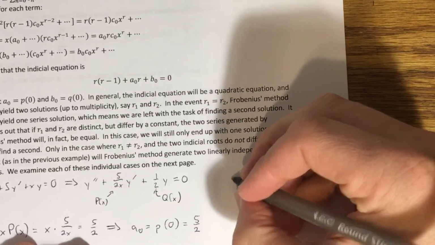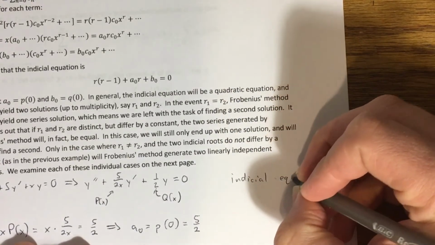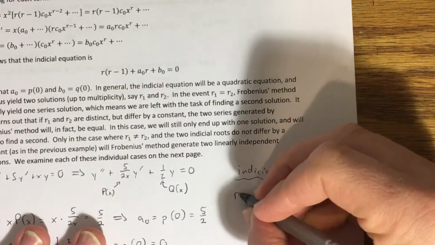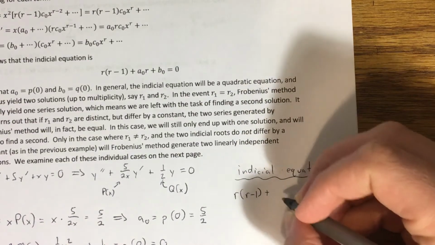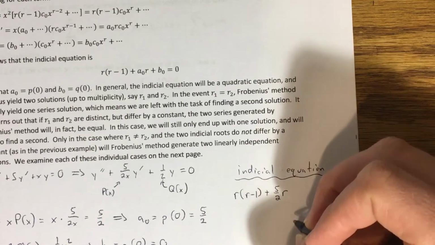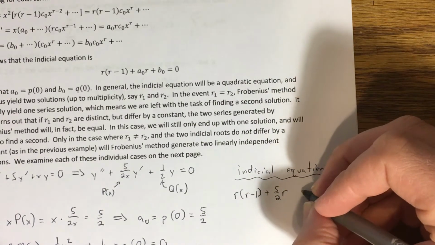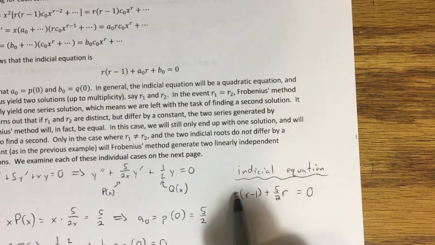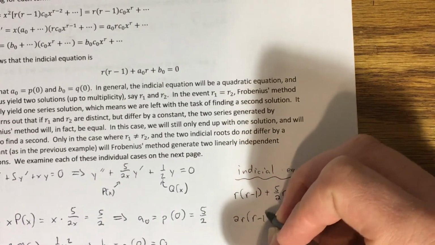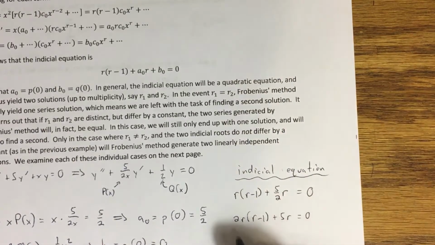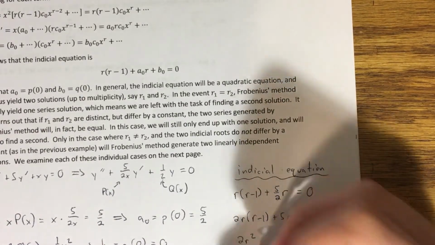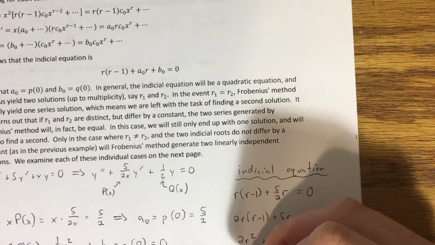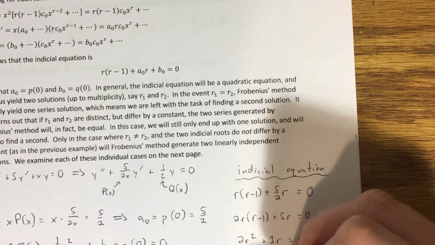And so that means my indicial equation is equal to, according to this up here, r times r minus 1 plus a naught, which we said is 5/2 r, plus b naught, which is equal to 0. And we set that equal to 0. Okay, if I want to clear that denominator, I can multiply everything by 2. So I have 2r times r minus 1 plus 5r equals 0. And then if I distribute that 2r in, I'm going to get 2r squared minus 2r plus 5r, which is the same as plus 3r equals 0, or equivalently, r times 2r plus 3 equals 0.